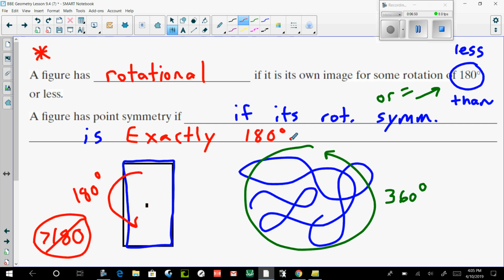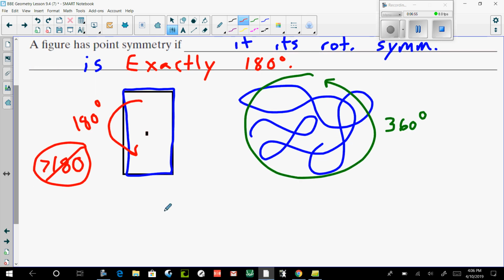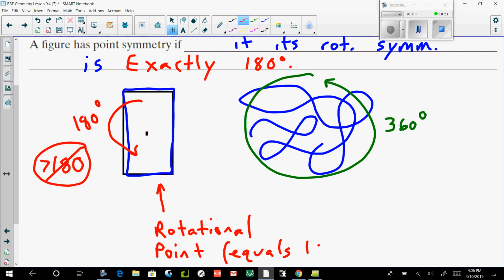So if we're looking at the examples I just did right here, this figure has both rotational symmetry and point symmetry. The reason it has rotational symmetry is because it could be rotated 180 degrees or less, and it has point symmetry because it equals exactly 180 degrees in order to do so. So anytime your rotational symmetry equals 180, then it's also considered point symmetry. So we'll look at some examples here of objects that have rotational symmetry as well as point symmetry and ones that don't.